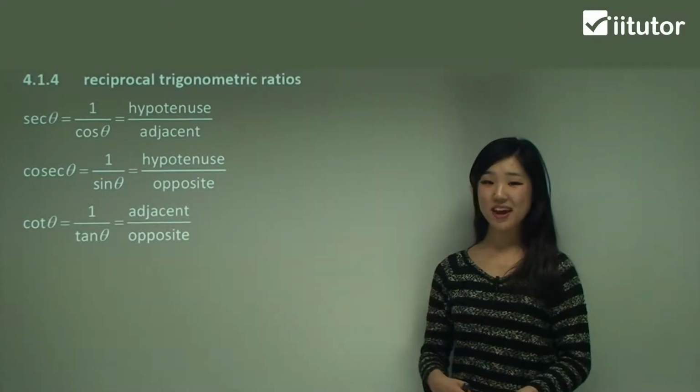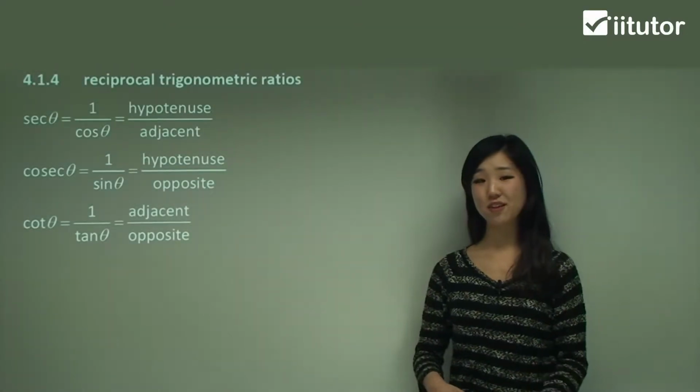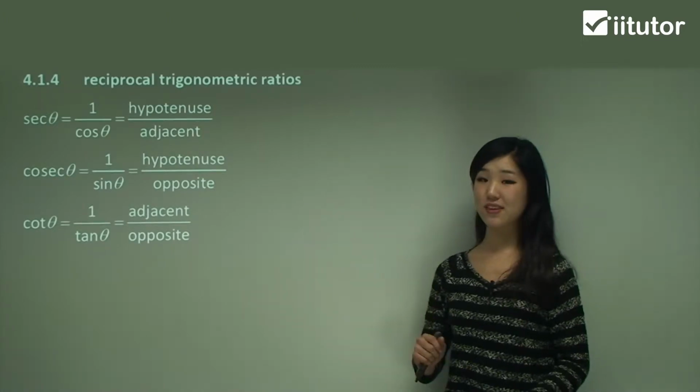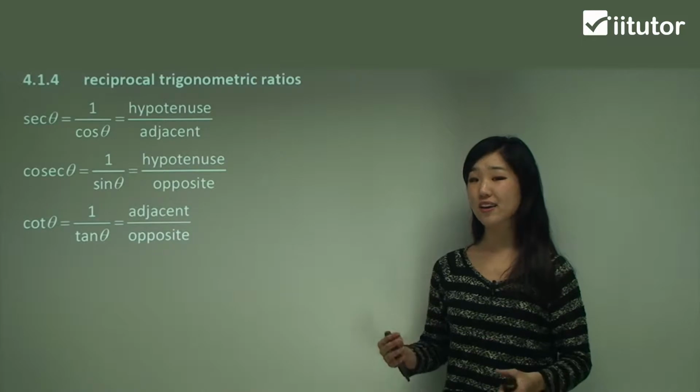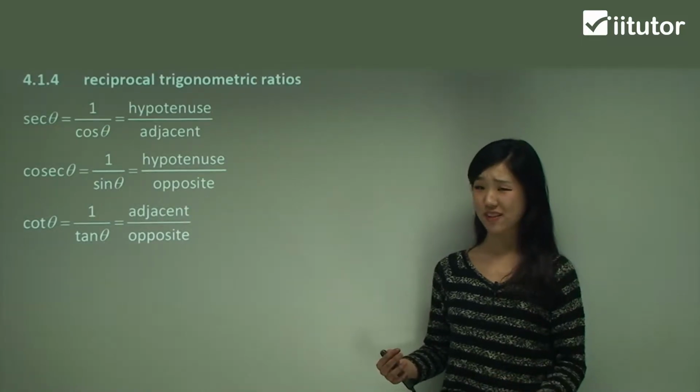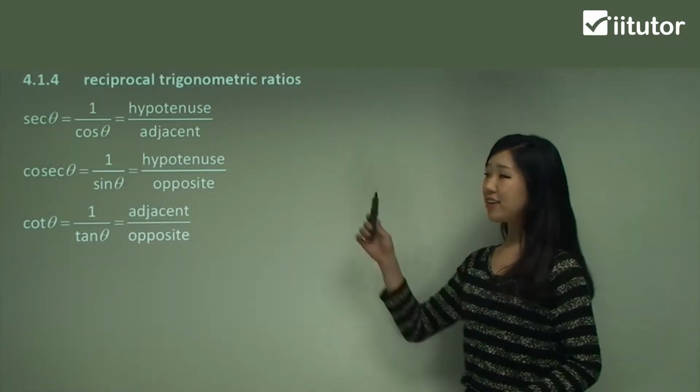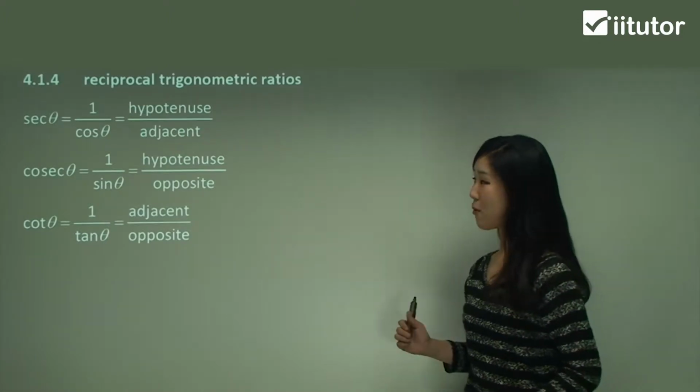Okay guys, now we're going to look at reciprocal trigonometric ratios. Again, there are 3 different things to this, and yes, you have to memorize this like you do with your sine, cos and tan trigonometric ratios. So I'll just show you this and introduce this step by step, one by one.